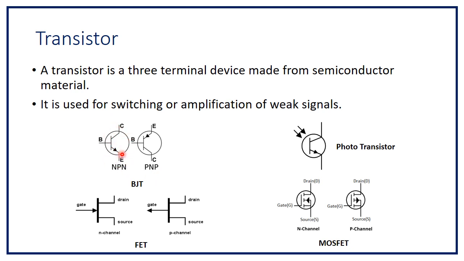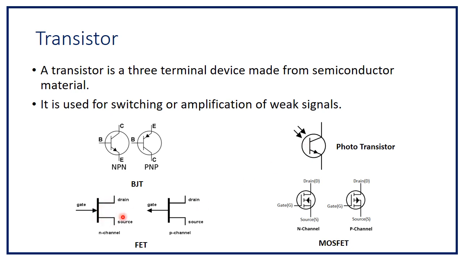This is the symbol of an NPN transistor, where the arrow is outward on the emitter terminal. This is PNP, where the arrow is inward on the emitter terminal. This is the symbol of a PNP transistor. This is the symbol of a photodiode. Here light is incident on the PN junction of the photodiode.